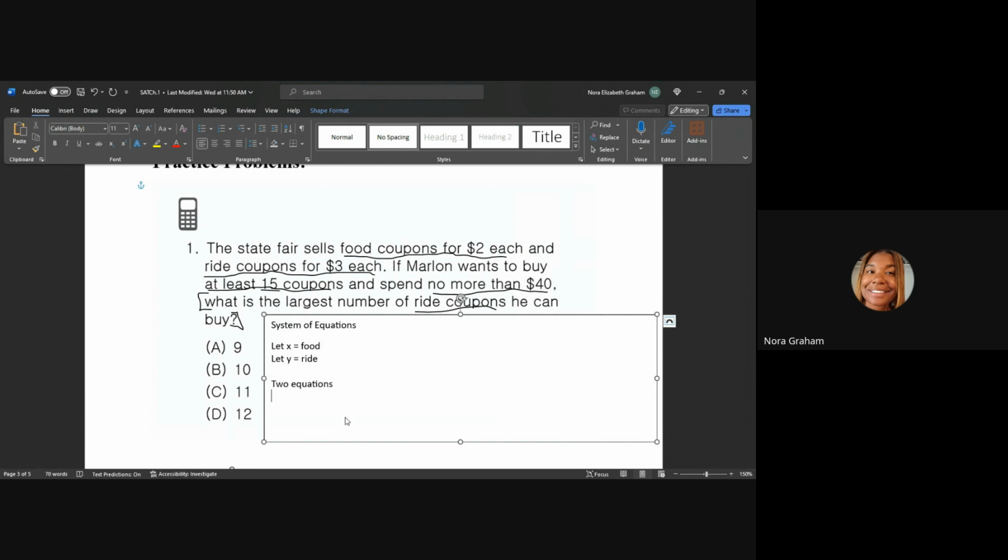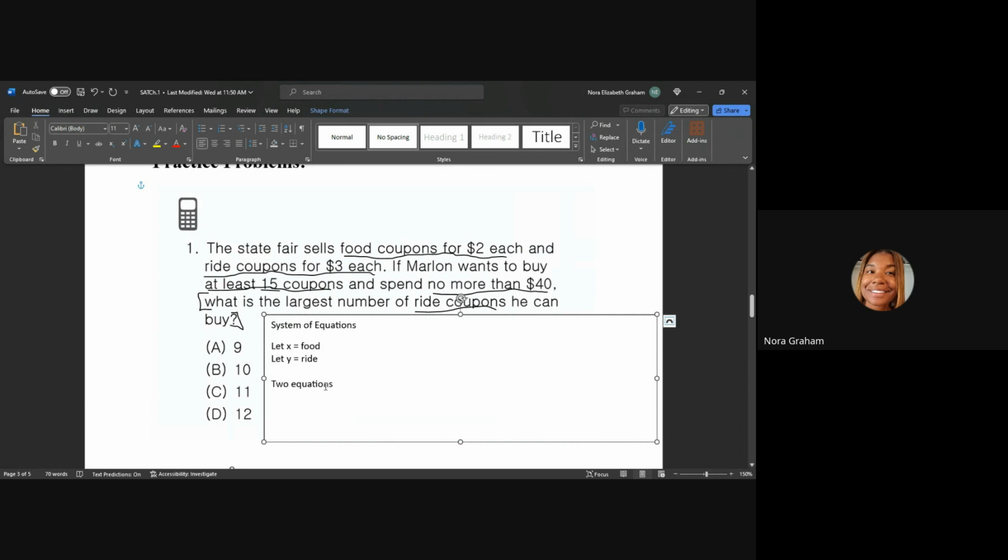One of my equations is going to have to deal with the money, and my other one is going to have to deal with the quantity. That's how I like to think of setting up a system of equations, right? So like I said, one is going to have to deal with the money. So our money one right here says 2 each and 3 each for rides, right?